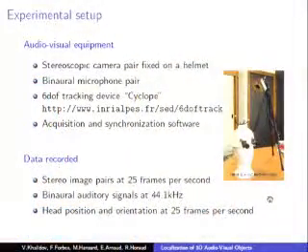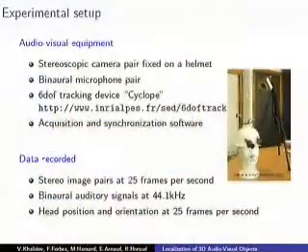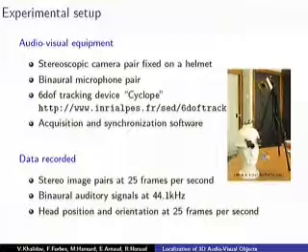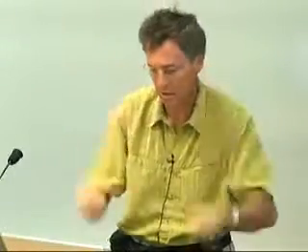So I don't know if this works, but basically this is the setup. This is the dummy head, it has two microphones, and we have a helmet on which we put the two cameras. So there are two possibilities. Either we use this dummy head, or we can put the helmet on someone's head, a physical person, who in this case will wear the microphones in the ears.